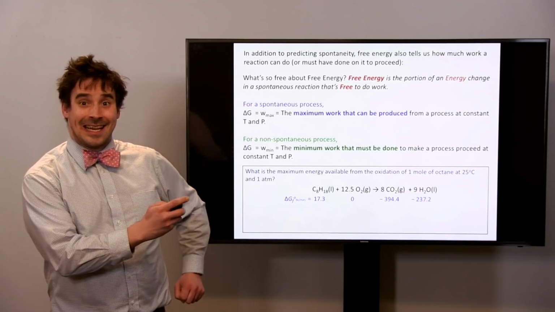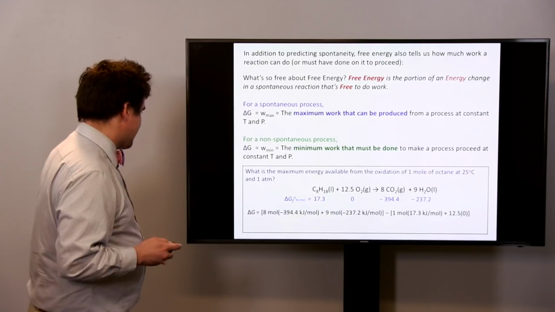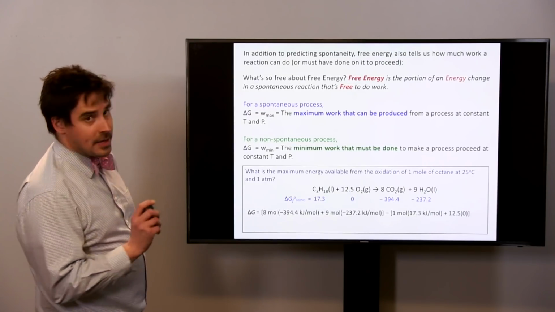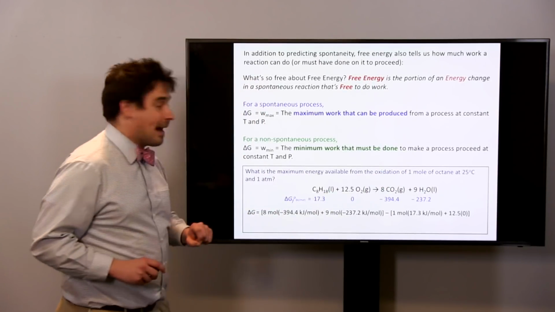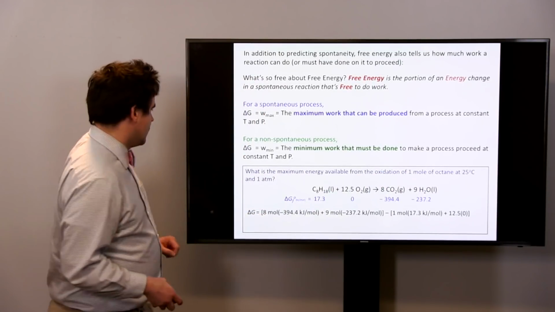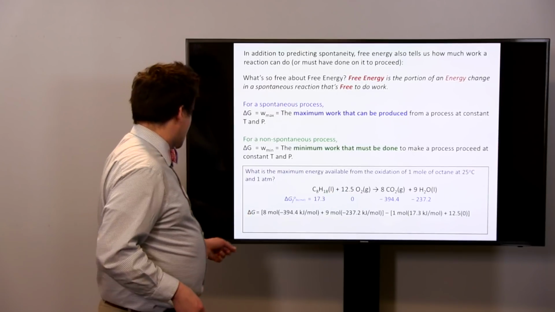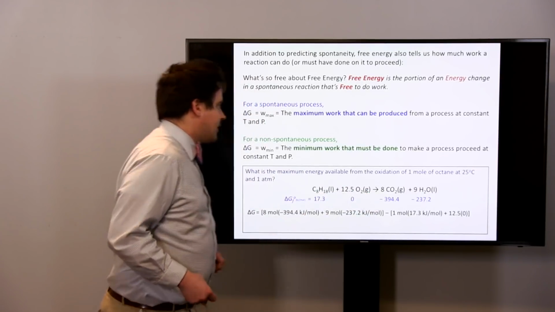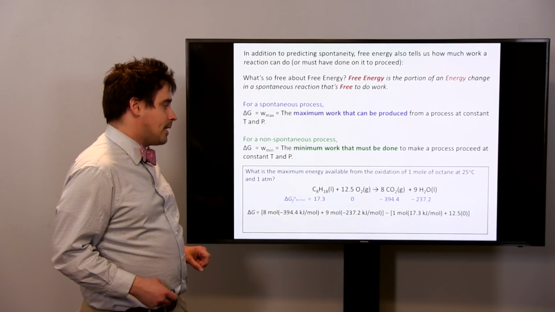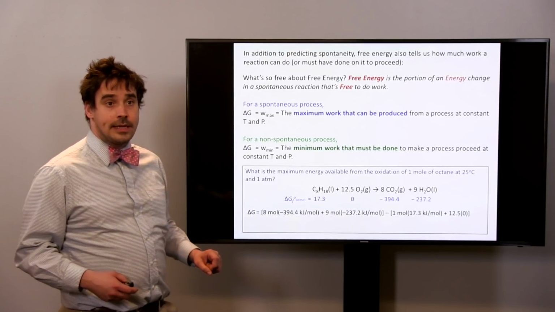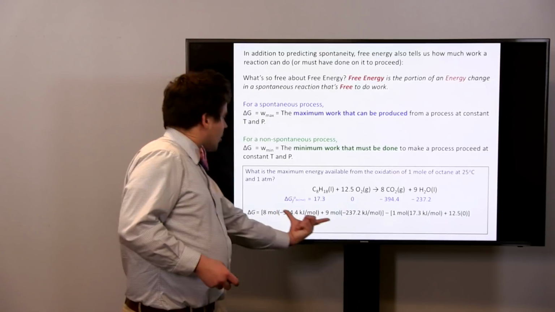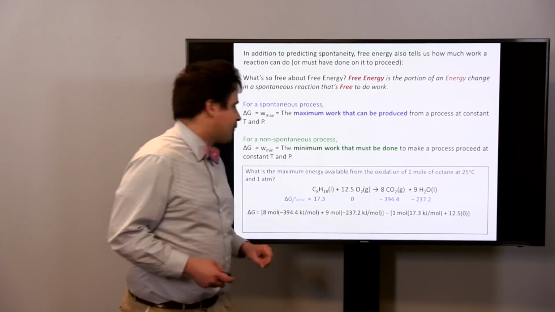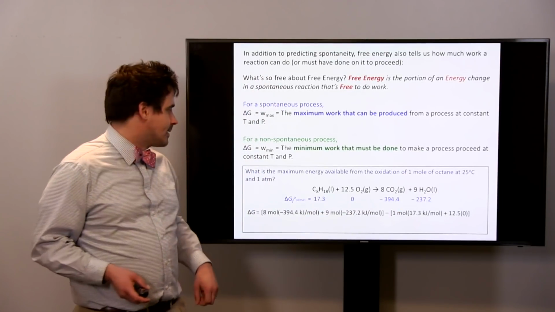You did it! By plugging in our products minus reactants rule, note that we're at 25 degrees Celsius and 1 atmosphere, standard conditions. By plugging in our values, so 8 times the free energy of formation of carbon dioxide, plus 9 times the free energy of formation of water in its liquid form. So these are our products, and we'll subtract from that the free energy of formation of our reactants.